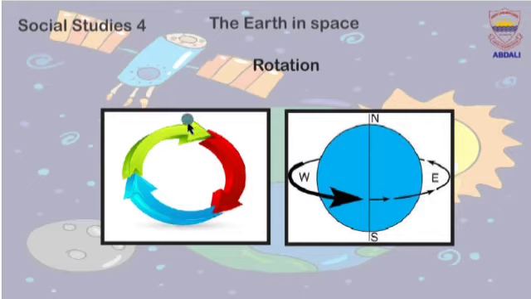Dear students, can you tell me the direction of rotation? It's from west to east. And the earth spins around its own axis. The movement around the axis from west to east is called rotation.